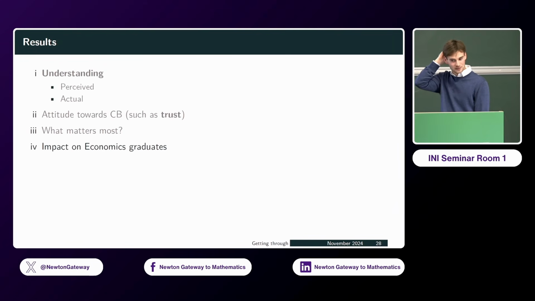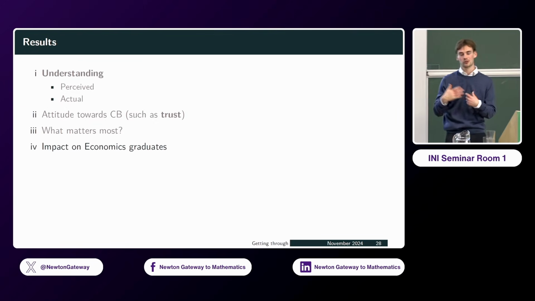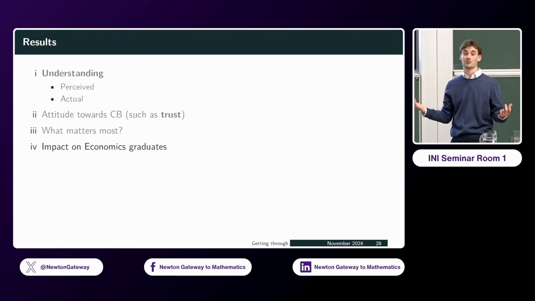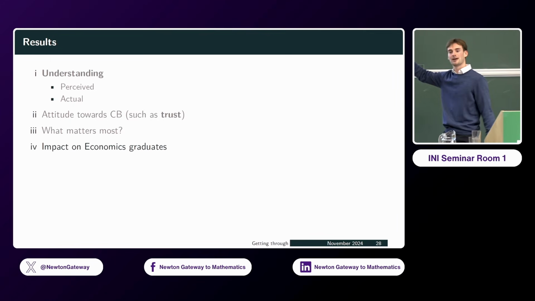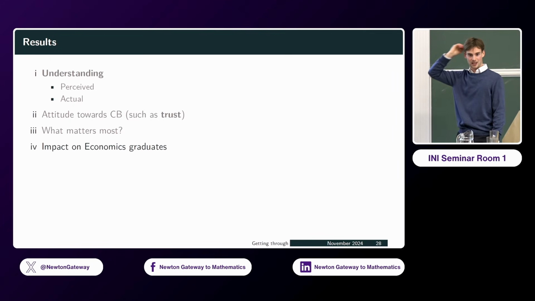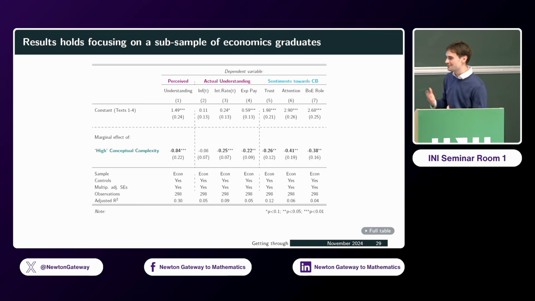I'm 15 seconds over time, but this is quite an interesting thing. We've talked about this representative sample of people, so we're talking about central bank communications, or just communicating complex information with the general public. In our sample of nearly 2,000 people, we also have a subset who studied economics at university. And so we repeat the results with the subset that studied economics.